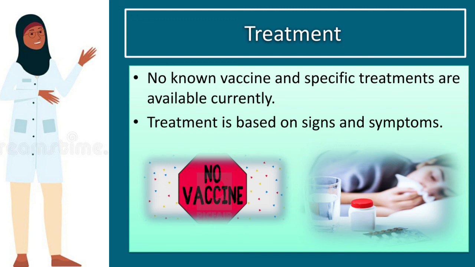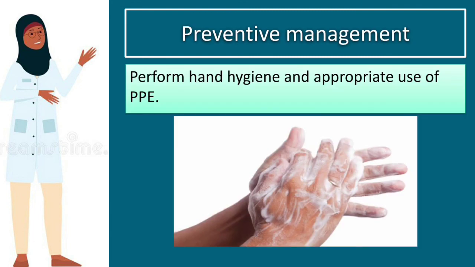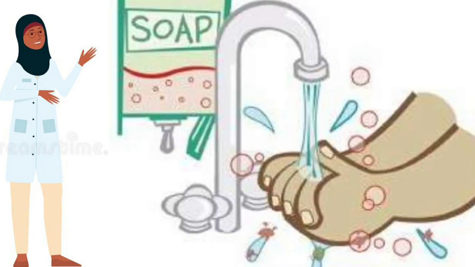Let's see about the available treatment for COVID-19. Unfortunately, there is no specific treatment or vaccine available for this particular viral infection. Instead of that, we follow symptomatic management and also preventive management. So prevention is always better than cure. Now let's see how we can prevent the spread of infection.